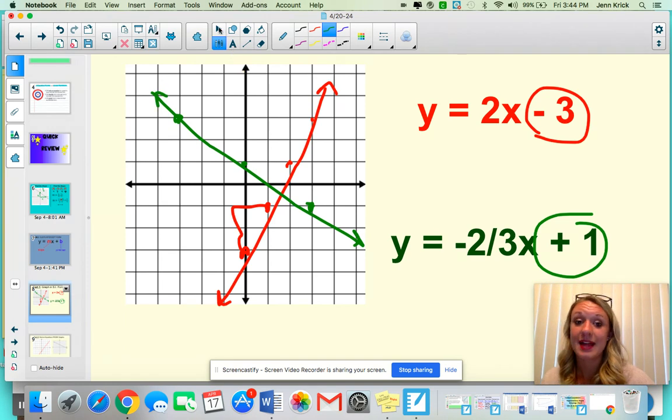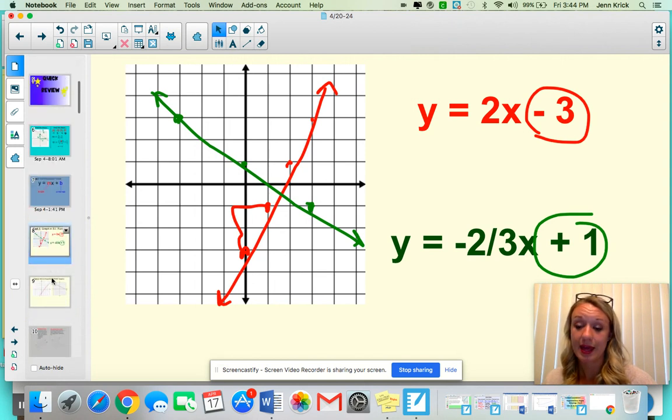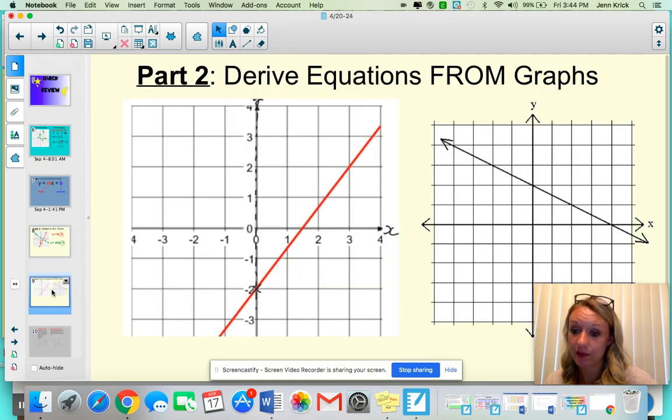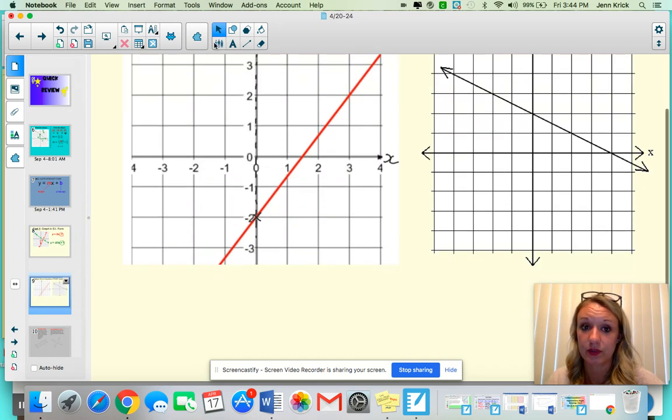So that is graphing a line in slope-intercept form, which again should be review. Now I'm sure that you can guess, or if you can see my slides on the left, we're now going to do the opposite process. If I give you a graph, can you tell me the equation in slope-intercept form? So let's look at this one right here.